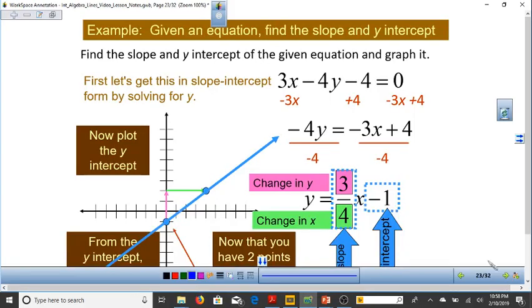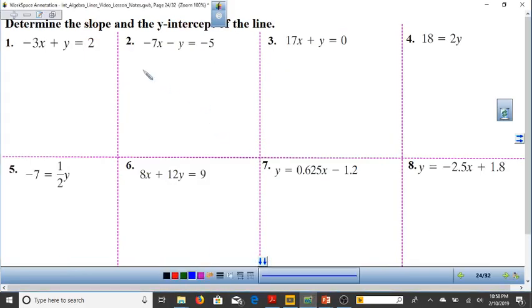So let's do a quick example here. Determine the slope of the line and the y-intercept. Very simple. Try to get the y by itself. So all we're doing is solve for y. In slope-intercept form, if we get the equation in y equals mx plus b form, immediately we'll see the slope and the y-coordinate of the y-intercept. The x-coordinate of the y-intercept is 0 because on the y-axis, the x-coordinates are 0.